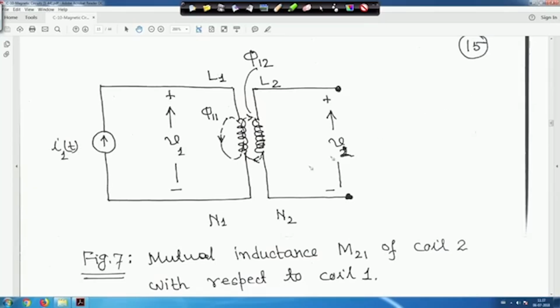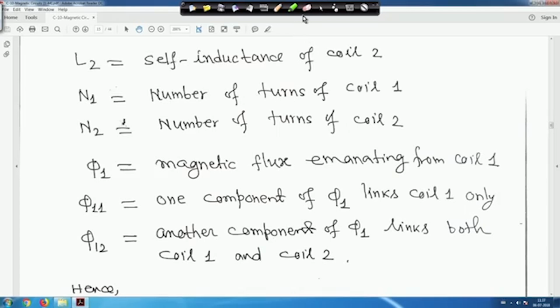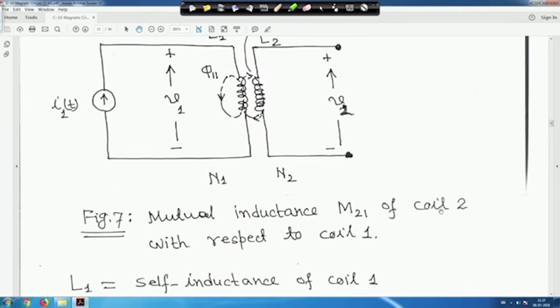So we are back again. Now, just one minute, all these nomenclature are given below, right? So given below. So this is your mutual inductance of phi 1 of coil 2.